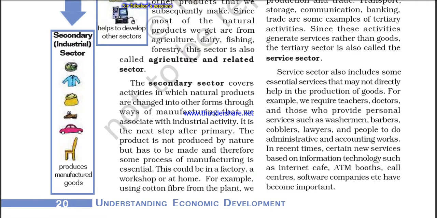Clear? So, as of now, we have already discussed primary sector, we have discussed secondary sector. So, in secondary sector, we found what? It covers activities in which natural products are changed into other forms through ways of manufacturing that we associate with industrial activity. Clear? It is the next step after primary, where the product is not produced by nature but has to be made. Some process of manufacturing is essential. It could be in a factory, a workshop, or at home.